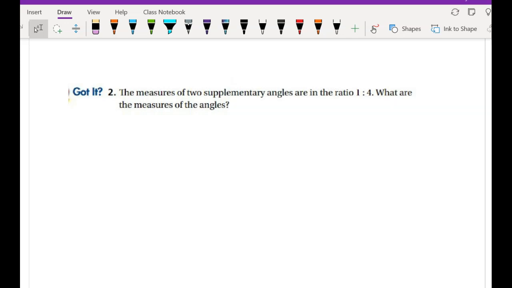Okay, now this one, it wanted you to find the measures of 2 supplementary angles, and the ratio was 1 to 4. What's the measure of supplementary angles? That's right, it's 180 degrees. So I'm going to do this one just like I did the tulip problem. 1x plus 4x equals 180. So then I have 5x equals 180. Divide both sides by 5. So x is equal to 36.